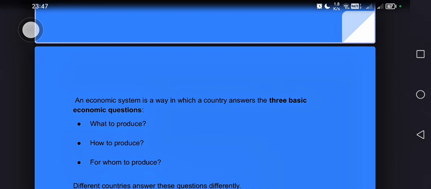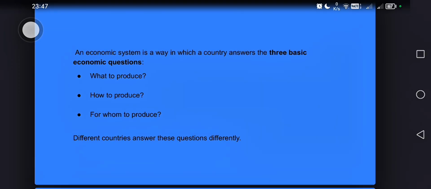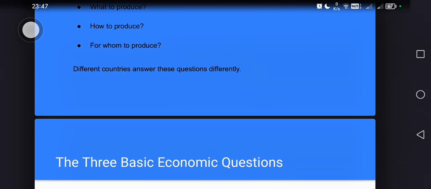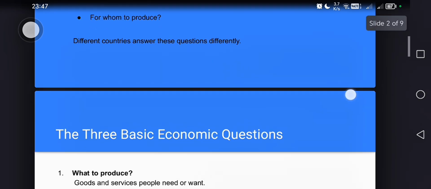So, in this system, a country needs to answer three basic questions, which are what to produce, how to produce, and for whom to produce. And here we'll be talking about the goods and services and the methods, and then who gets to consume those goods and services after they are produced. So each and every country answers these questions differently based on the availability of the resources that they have.